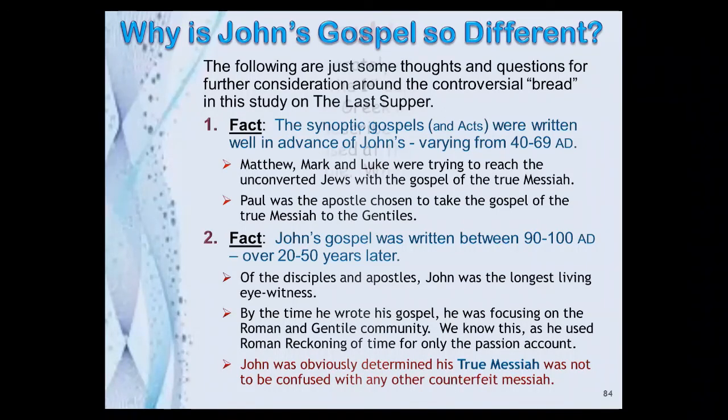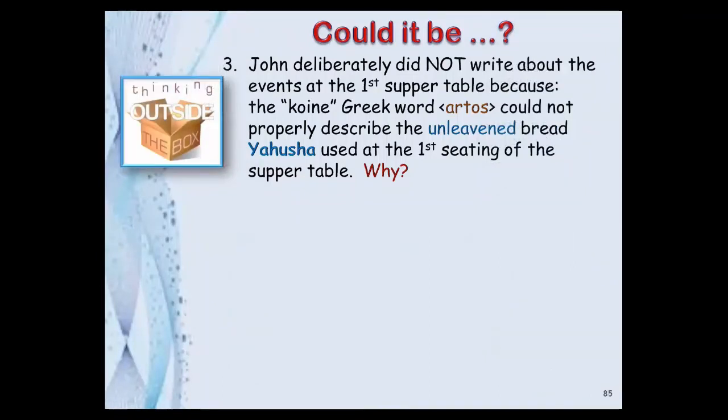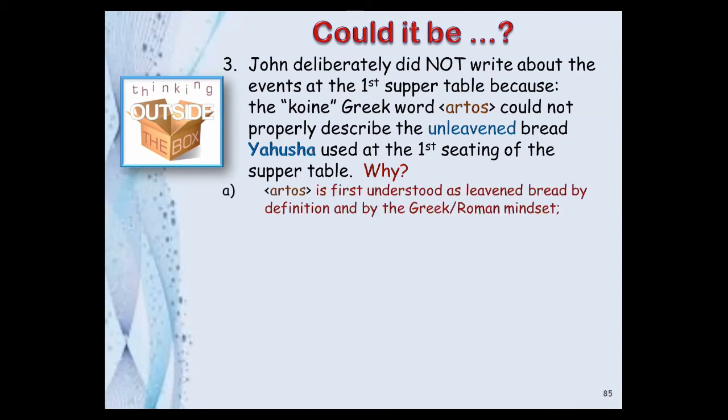So, could it be that John deliberately did not write about the events at the First Supper table because he knew that the koine Greek word artos could not properly describe the unleavened bread Yahusha used at the first seating of the supper table? And he probably realized that that's exactly what was going to happen. They would put his work into Greek and up would come that artos word. And the question is, why?